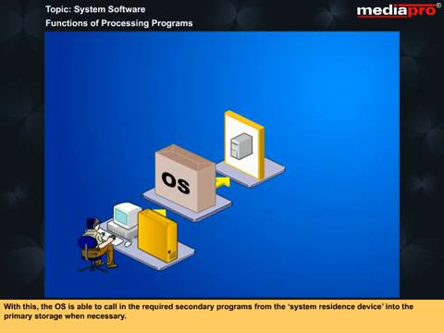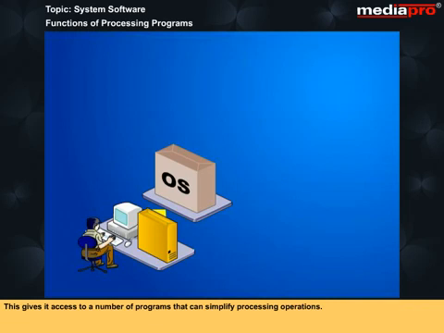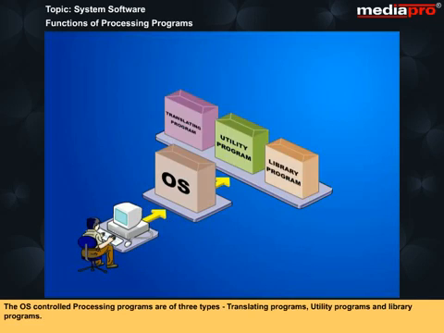An important feature of the OS is its program call-up capability. With this, the OS is able to call in the required secondary programs from the system residence device into the primary storage when necessary. This gives it access to a number of programs that can simplify processing operations. The OS-controlled processing programs are of three types: translating programs, utility programs, and library programs.